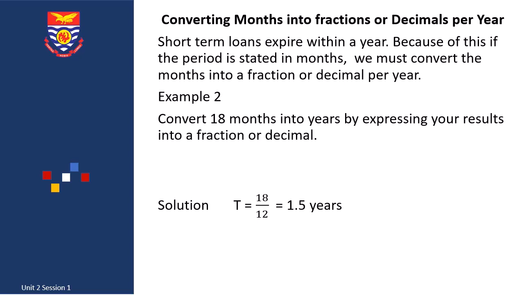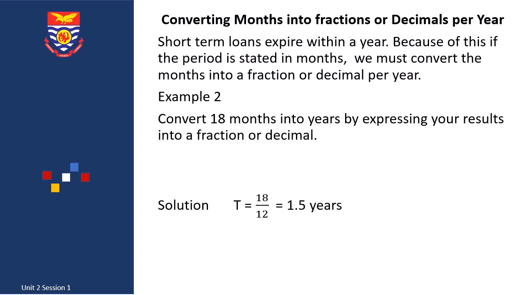Convert 18 months into years by expressing your results into a fraction. You know, a year is made up of 12 months. So whenever you are to convert the months into years, you divide the total number of months over 12 because every year is made up of 12 months. So 18 months will be equal to 18 over 12, which is equal to 1.5 years.